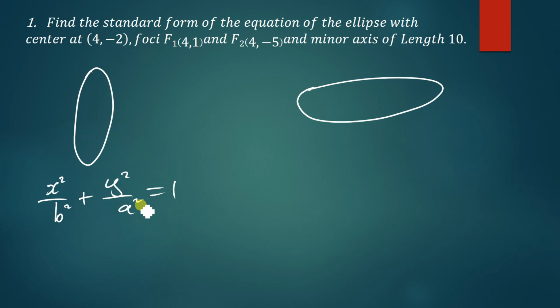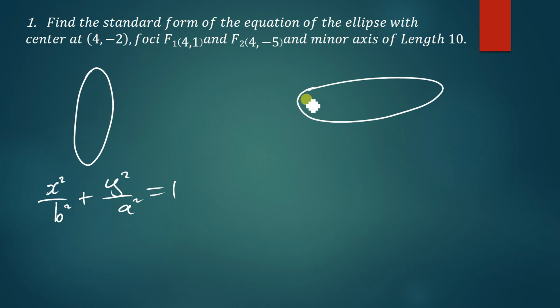You know the orientation of the ellipse by checking the variable that contains the value of a. If a is under y, you know the ellipse is directed along the y, or you say the major axis is parallel to the y-axis.